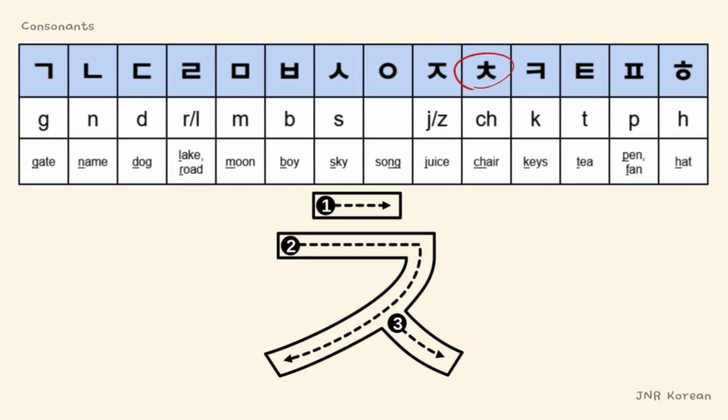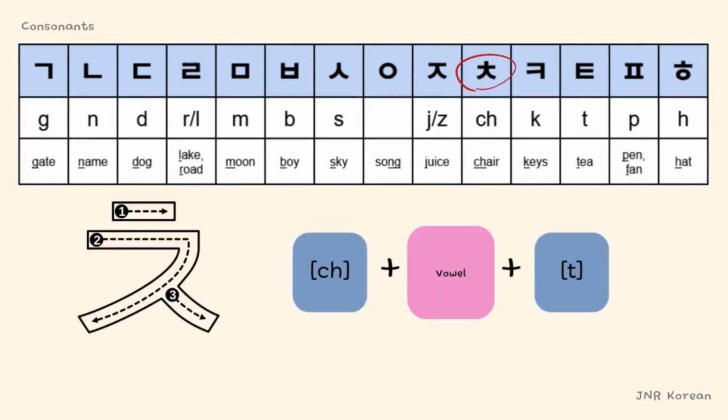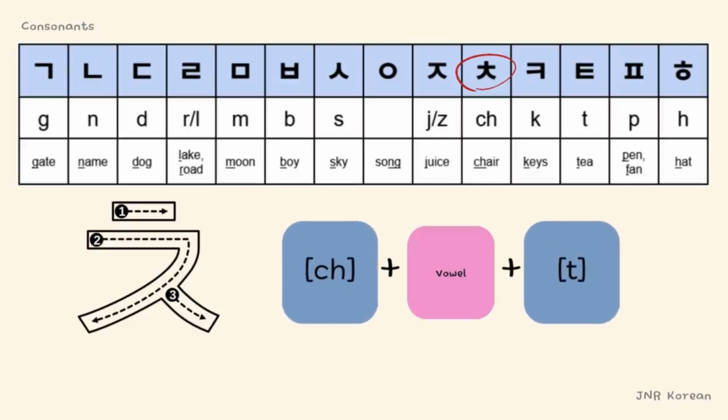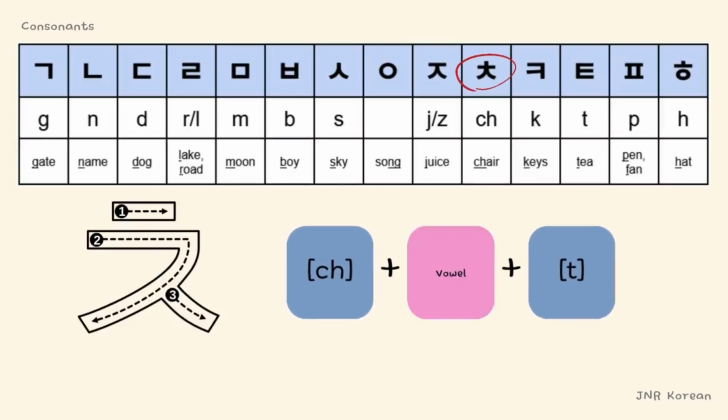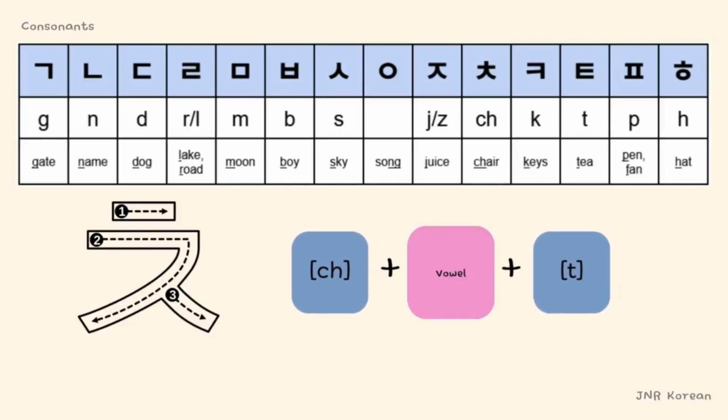The next consonant is 치읓. When writing 치읓, draw a short vertical line over 지읒, then write 지읒 under that line. It is pronounced as 치 when used as an initial consonant and as 트 as a final consonant.